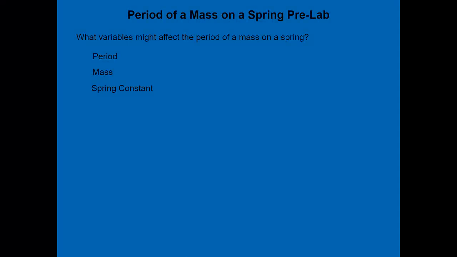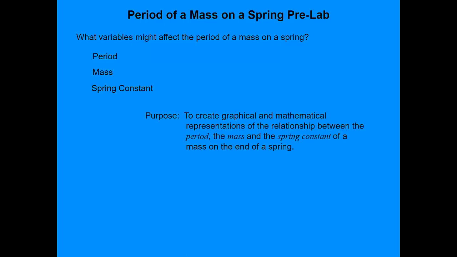And so that leaves us with a purpose to create graphical and mathematical representations of the relationship between the period, the mass, and the spring constant of the mass on the end of a spring. And we're going to be able to vary all these things. We can change the mass on the end of the spring, thereby making that an independent variable. We can swap out the springs so that we have springs of different spring constants. And then we can measure the period.